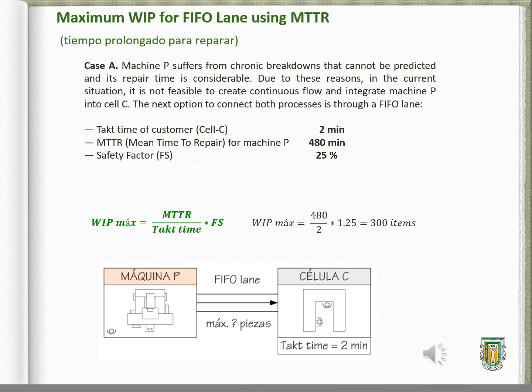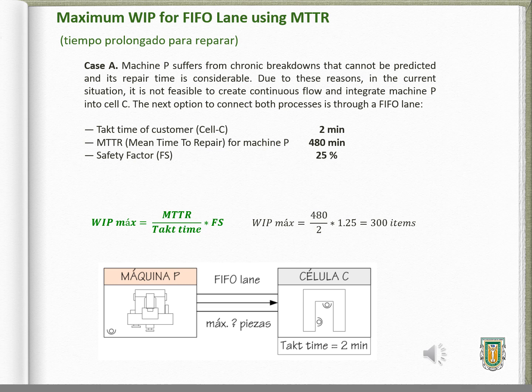Our first approach to solving the number of items that must be supplied for the FIFO lane is by considering the MTTR, that is, the mean time to repair. Machine P suffers from chronic breakdowns that cannot be predicted, and its repair time is considerable. Due to these reasons, in the current situation, it is not feasible to create a continuous flow and integrate Machine P into cell C. The next option to connect both processes is through a FIFO lane.